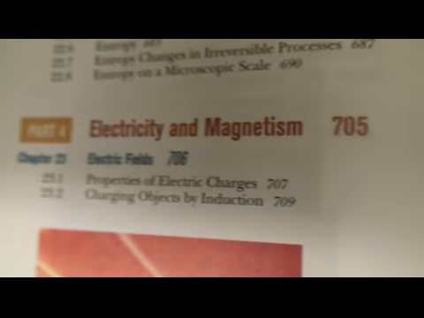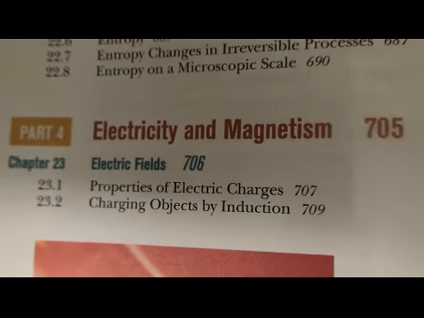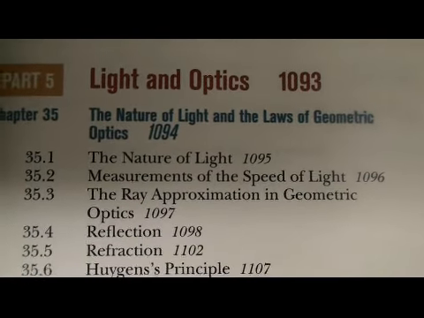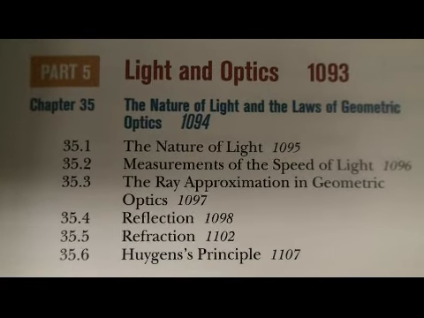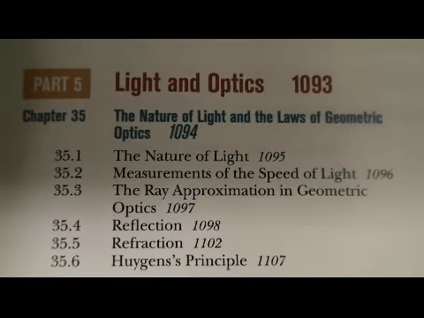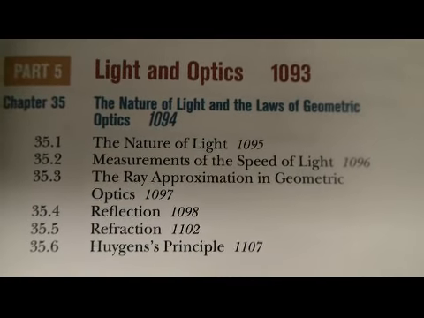The next chapter is chapter 23, which is electricity and magnetism, which I have the videos for. So we jump the whole chapter. For physics 2, it will still be under physics 2, will be light and optics, the nature of light and the laws of geometric optics.